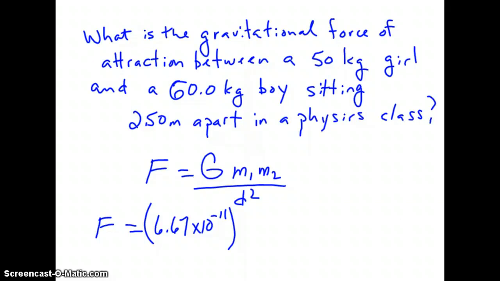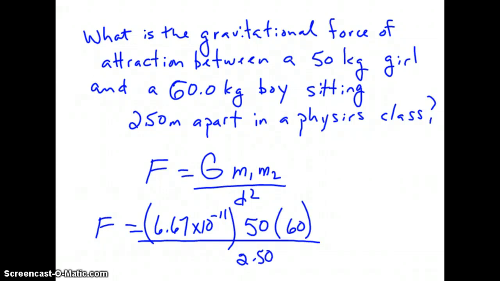So 50 kilograms would be the mass of the girl. 60 kilograms would be the mass of the boy. They're both in units of kilograms, so we have the units that we need. The distance between them is 2.5 meters. Distance should be measured in meters, and that distance must be squared. A common mistake with this equation is that students forget to square the distance. Be sure that you square distance when using this formula.